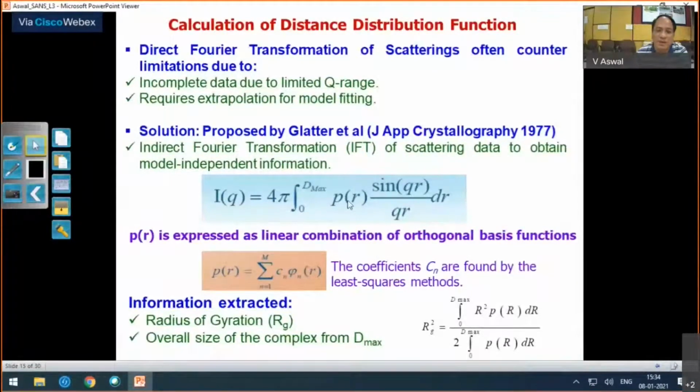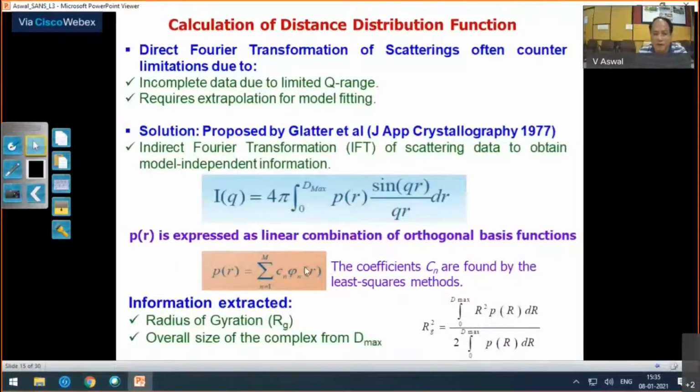So you place this value here, and then you already know your intensity, and then you do the least square method. So it's not done directly, but you are doing it in steps. That's why it's called the indirect method. And then from there, you can get the P of R. And once you get P of R, then you get the radius of gyration from this expression, and also the overall size of the complex from the Dmax, as I already said.